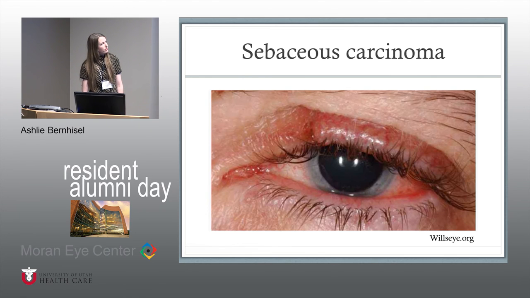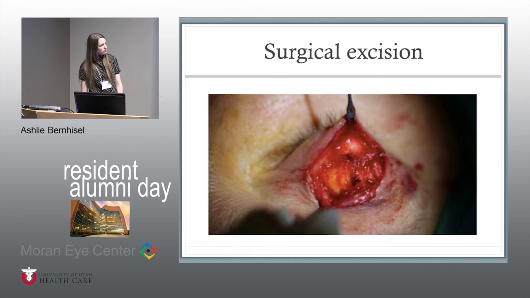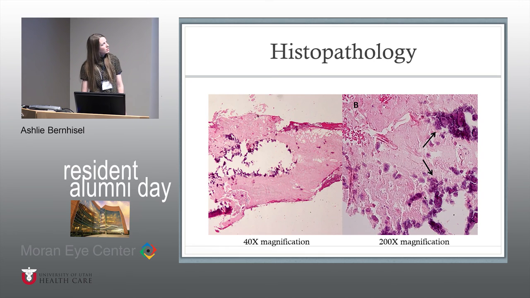So just to compare, this is a pretty angry sebaceous carcinoma, but this is kind of what we were worried that it could become. So it was surgically excised, and Dr. Patel found it was connected to the upper margin of the tarsus. And histopathology, so at 40X you can see the tarsus right here, and then in the center, some of these calcium granules. And at 200X, you can actually appreciate that these are spherules of calcium.